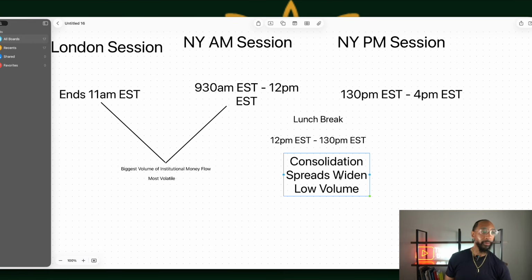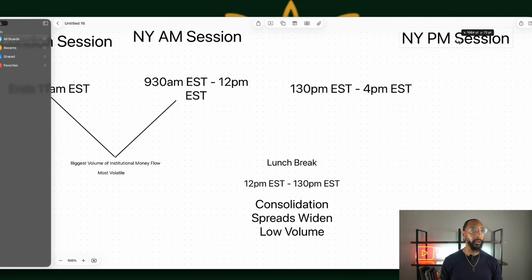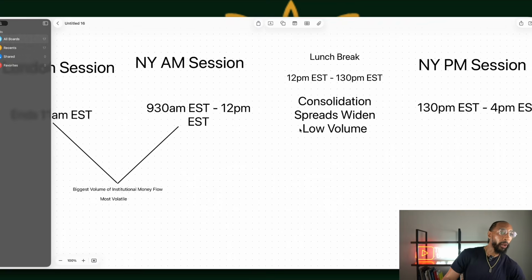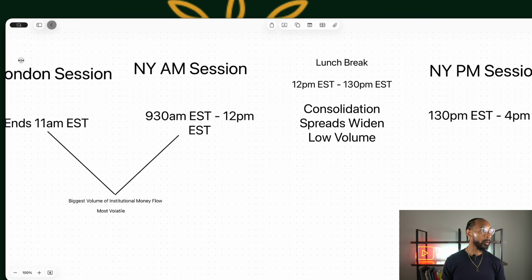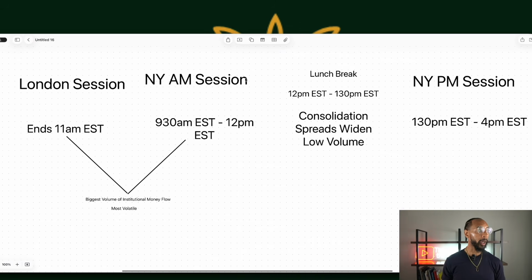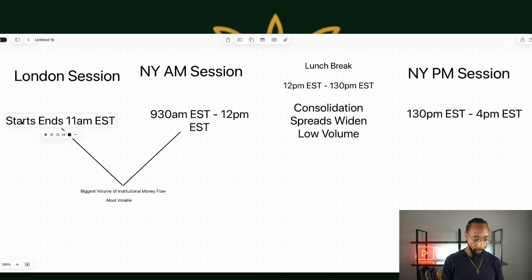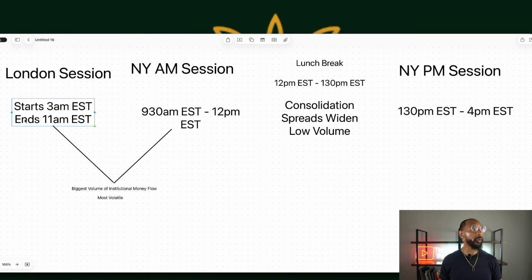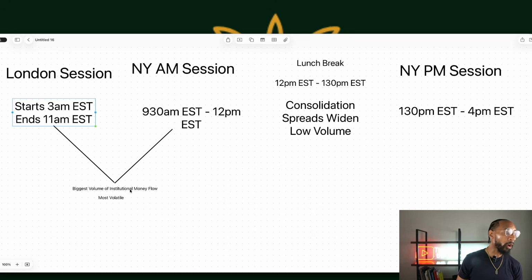Now, let me make this a little lower and spread this over to the right here. So this is the flow of the day now. We got the London session. It starts at 3 a.m. Eastern, just so you guys know, and ends at 11 a.m. The New York session opens at 9:30 a.m. Eastern, which is overlapping at the end of London. Volume comes in, and then what happens? Boom. We have the biggest volume of institutional money flow.